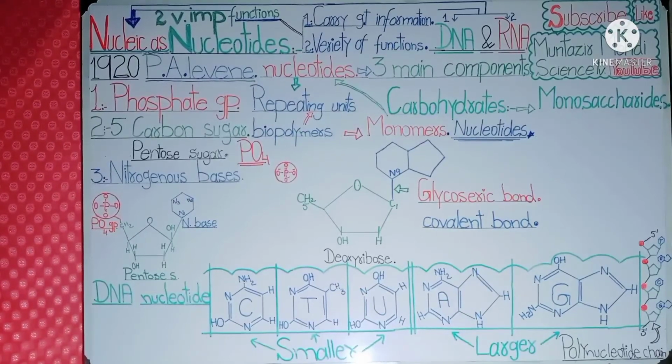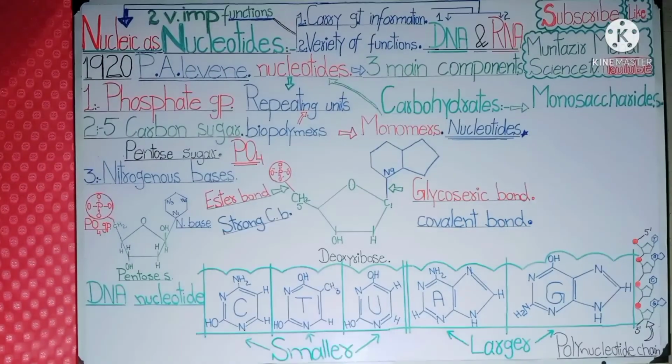Now let's attach the phosphate. The phosphate group attaches to carbon 5 of the sugar, and the bond formed is an example of an ester bond, which is also a strong covalent bond. So now you know how the three structures in a single nucleotide bind to each other to form one nucleotide.